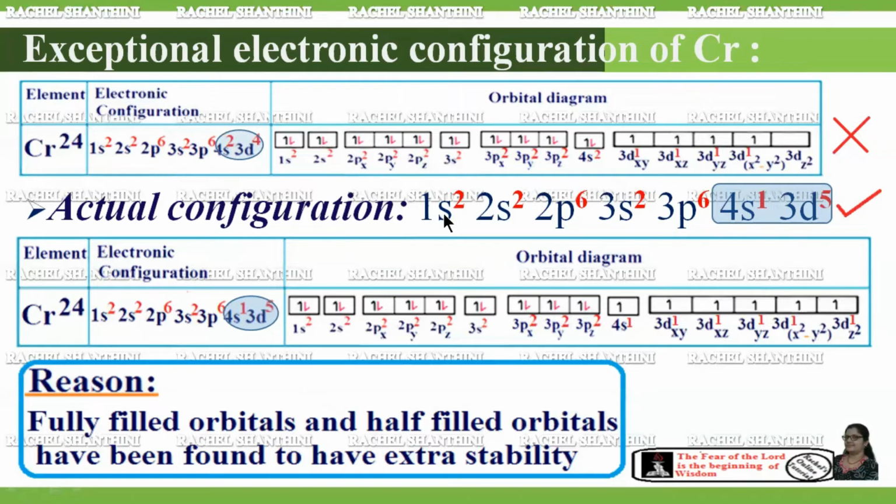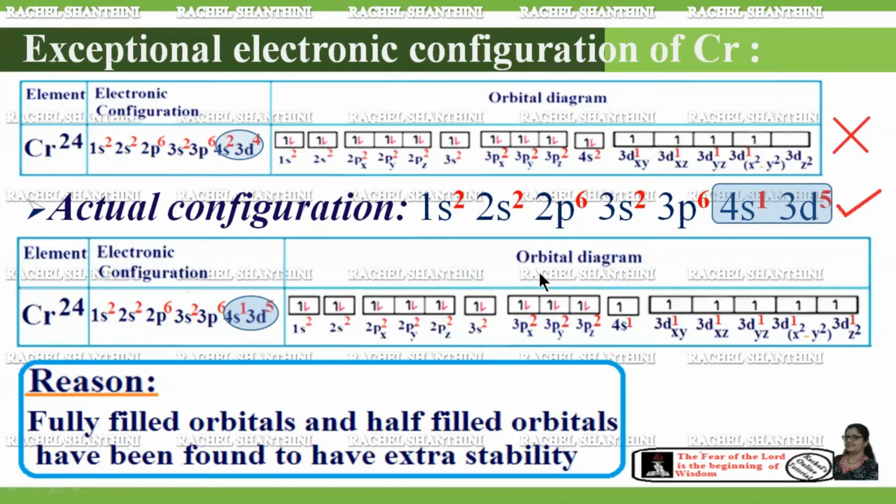Configuration of chromium is 1s2, 2s2, 2p6, 3s2, 3p6. Instead of 4s2, only one electron occupies the 4s orbital. Instead of 3d4, 5 electrons will occupy the 3d orbitals. This is the peculiar case. The expected one is 4s2 and 3d4, right? But it is not like this. The actual configuration is 4s1 and 3d5.